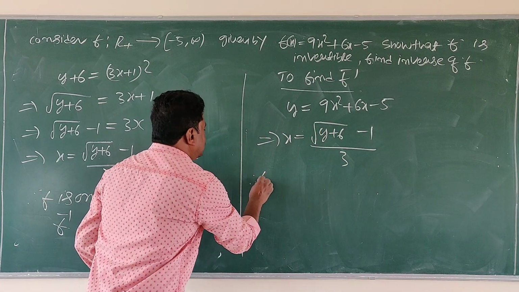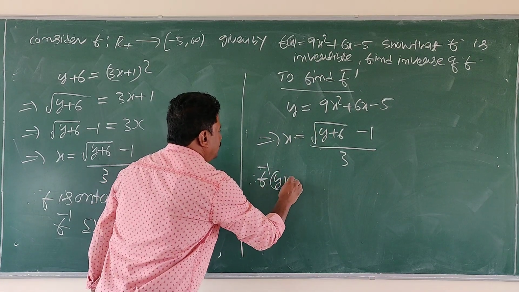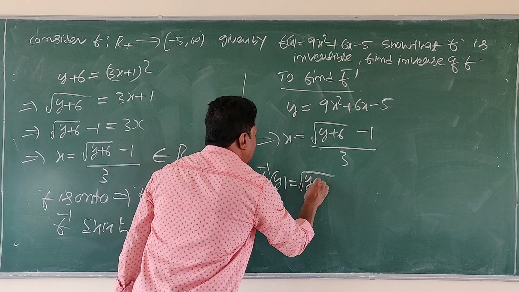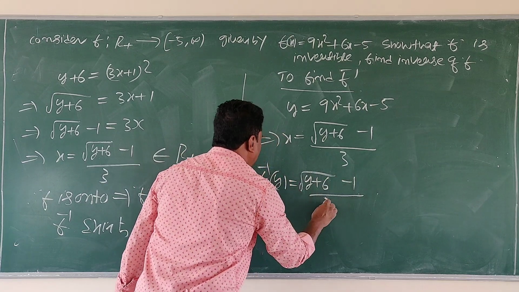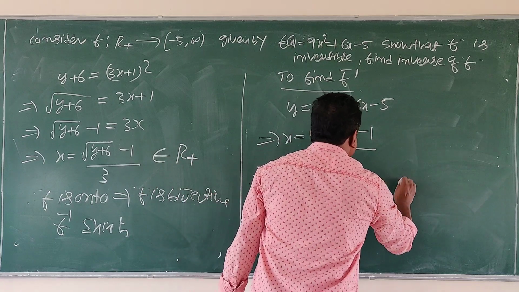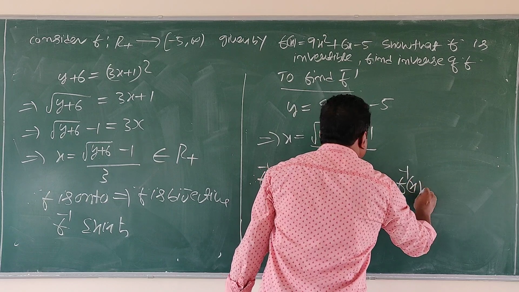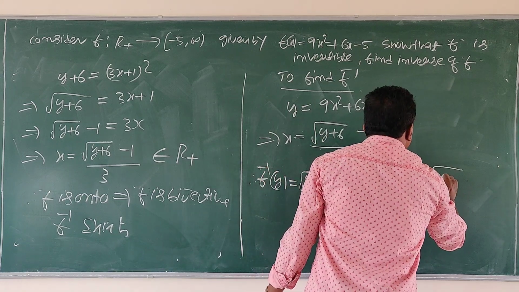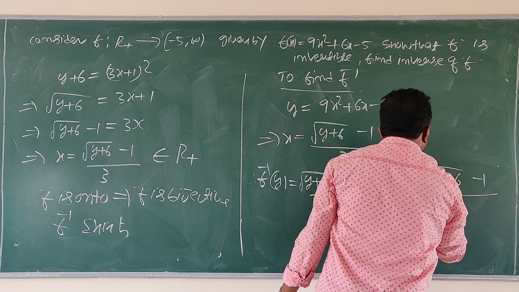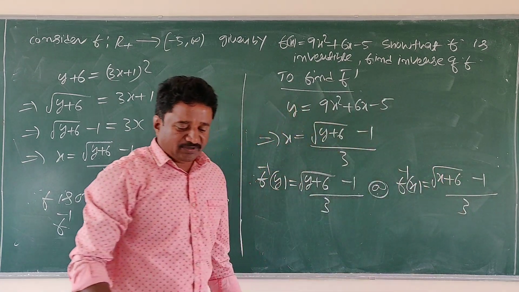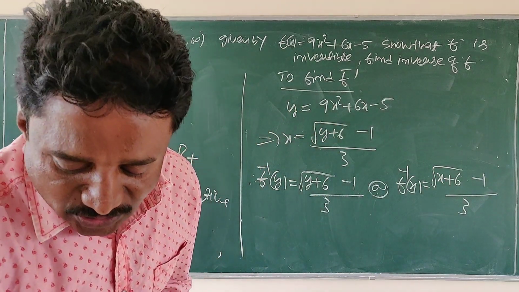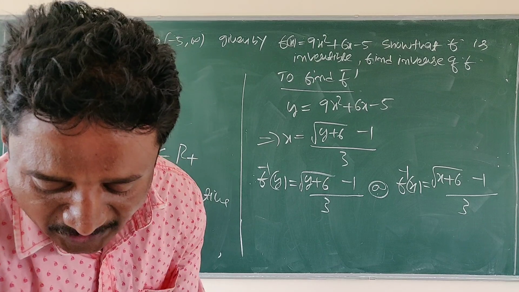Therefore, f inverse of y is root of (y plus 6) minus 1, by 3. Or f inverse of x is root of (x plus 6) minus 1, by 3. We got f inverse of x, students. Let us go for solving one more simple question.